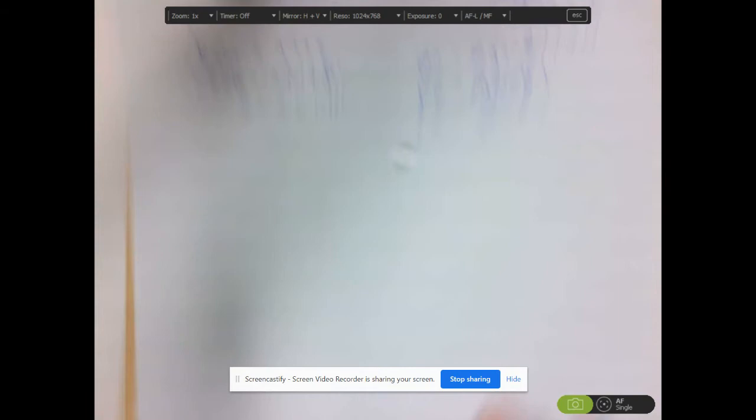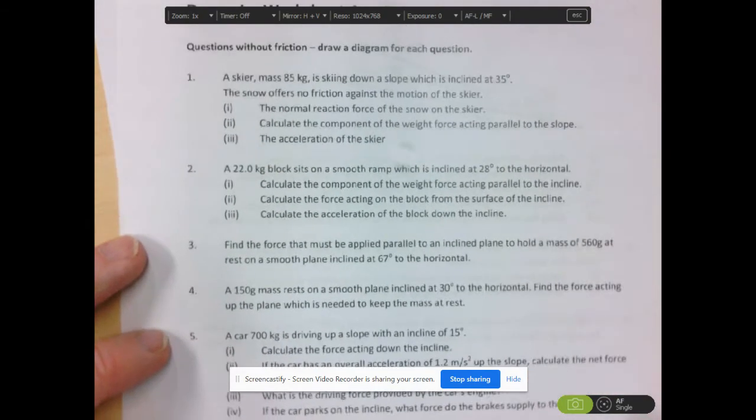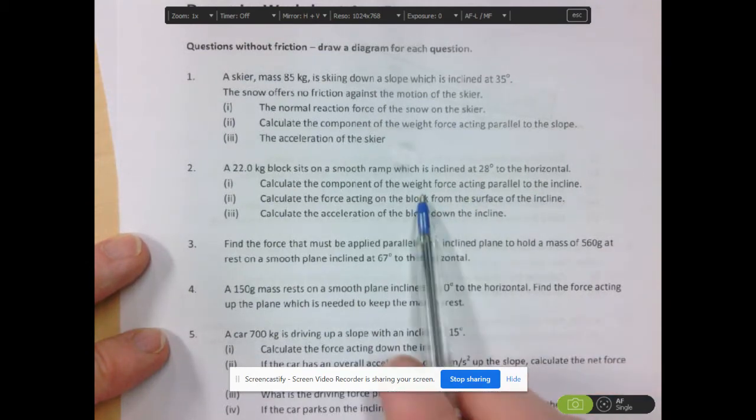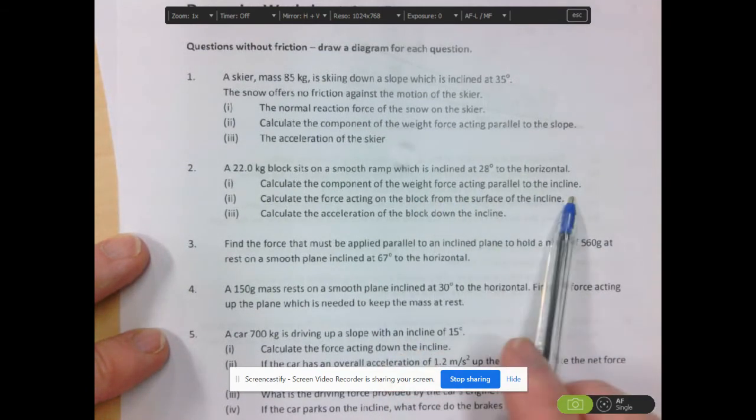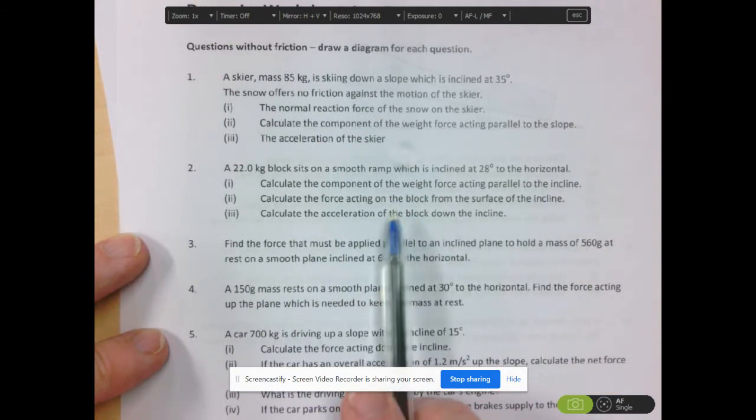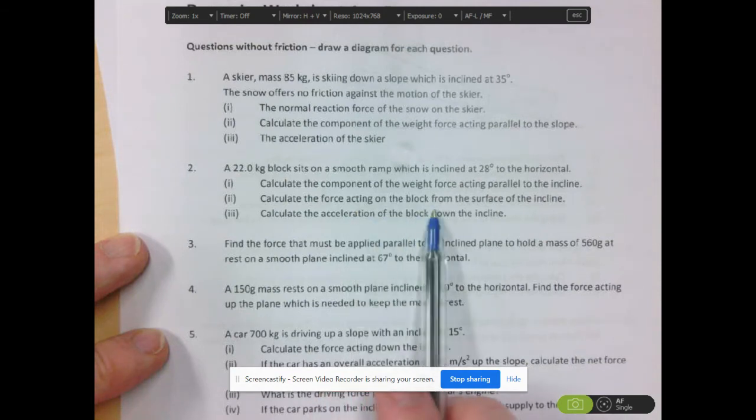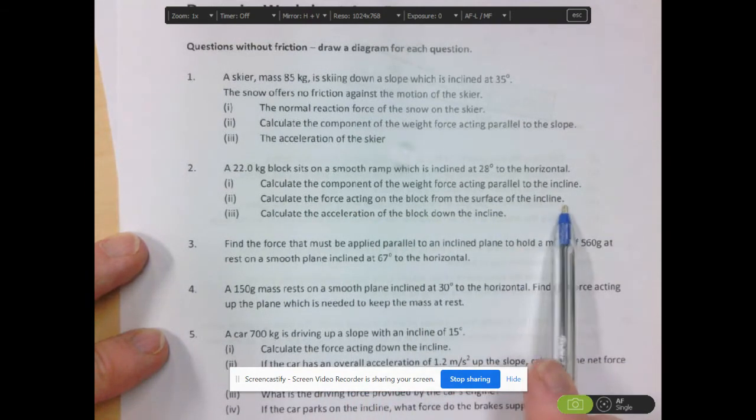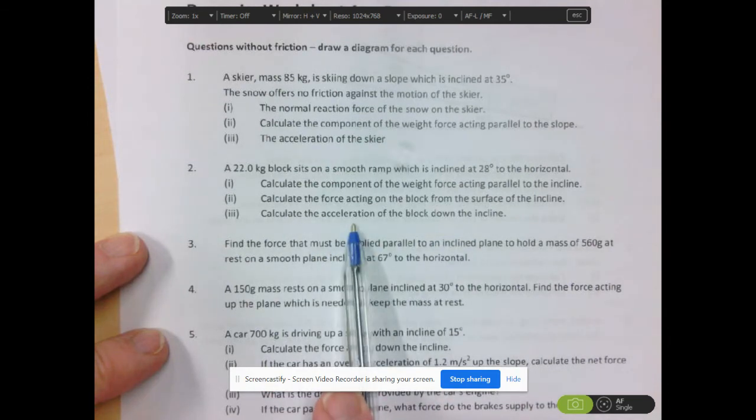So question 2, looking at it. Question 2 is a 22 kilogram block sits on a smooth ramp at 28 degrees to the horizontal, and we're going to find, once again, the weight force acting parallel to the incline. So we just have to interpret what that means. Then calculate the force acting on the block by the surface. We should be able to interpret that, and then calculate the acceleration of the block down the incline.